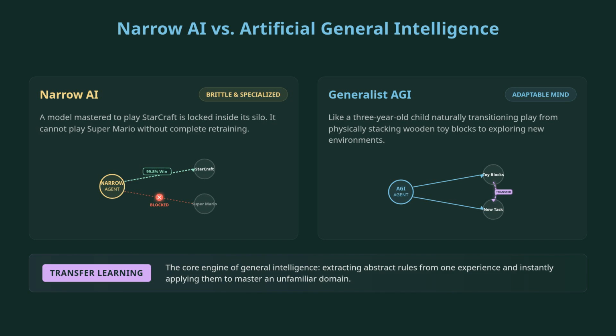A neural network trained on millions of games of StarCraft cannot play a single round of Super Mario without being completely retrained from scratch. AGI represents a hypothetical system that possesses the fluid capability to transfer knowledge across completely unrelated domains. It is not just about speed or memory. It is about the adaptive capability to learn, reason, and solve novel problems without human intervention.